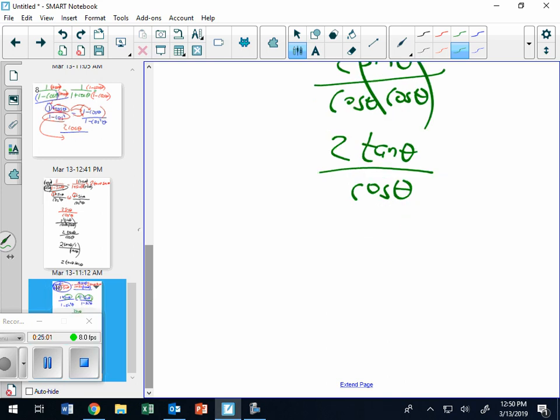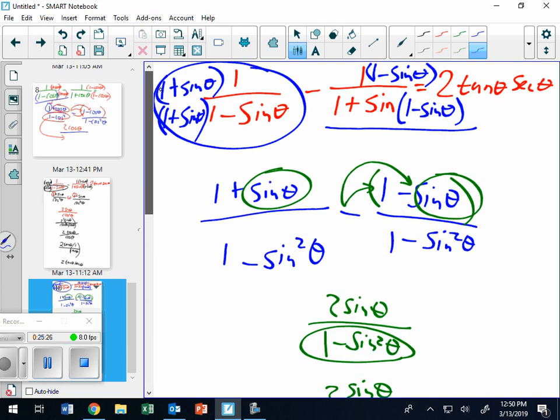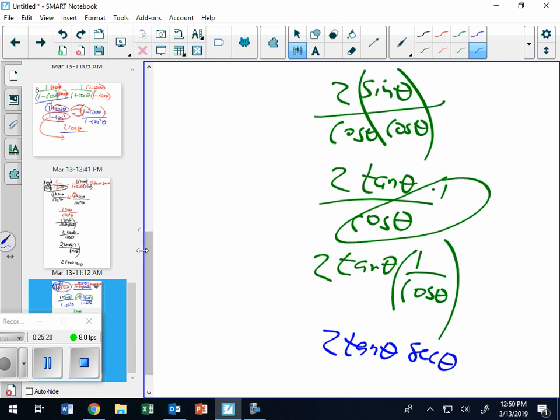then the final answer, I'm going to break this into 2 tangent theta times 1 over cosine theta, because that's what that would be if I put a 1 up there. Okay, that helps me to see that the 1 over cosine, that's the same as a secant. 2 tangent theta secant theta. That's what I was trying to prove. Right up there. 2 tangent theta secant theta.